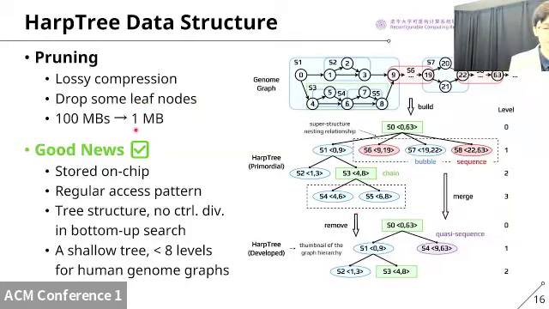And another good news is that accessing the tree data structure is more hardware friendly than accessing a graph data structure, because if you want to do some bottom up tree searches, it will be like going through a linked list or something. But if you want to do the graph traversals, it will be far more complex.